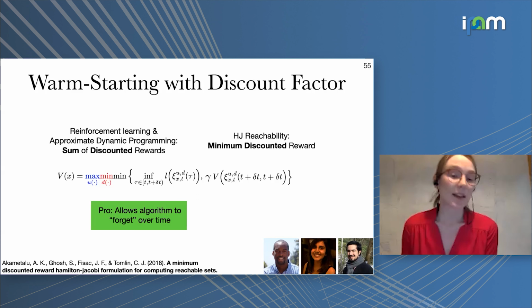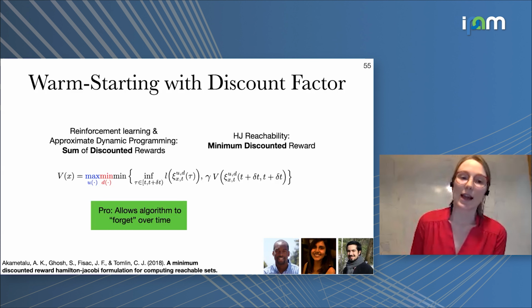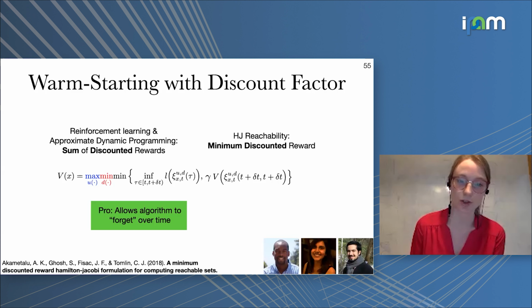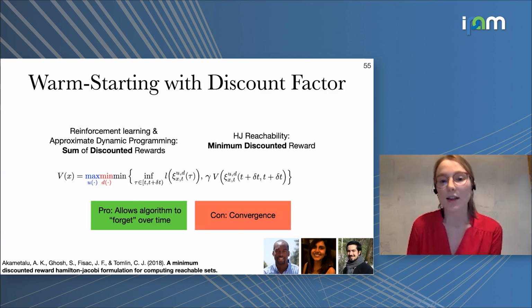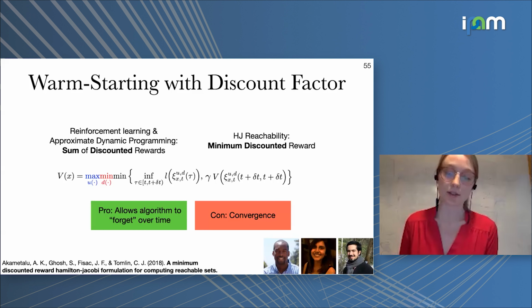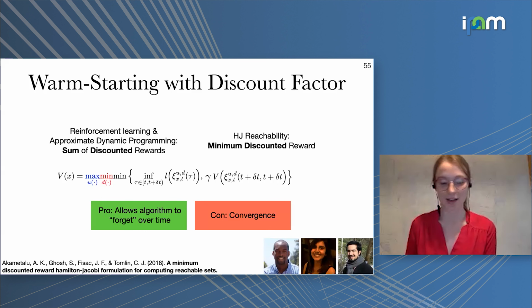Now, the great thing about this is it essentially allows the algorithm to forget over time the minimum that it took before, and you can actually allow it to forcibly contract towards the new solution. The con is that this can lead to some issues with convergence. It can actually really slow down the convergence, which could, in some cases, as we'll show, actually make it worse than if you started from scratch and did the reachability all over again.